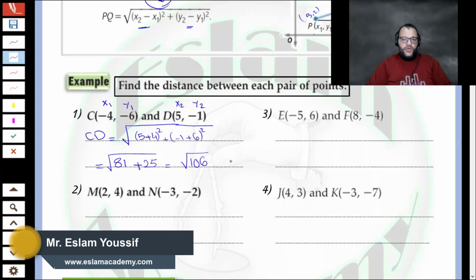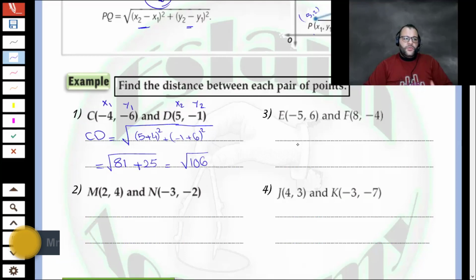There is no root for 106, so leave it as it is without any change. So you get the idea for this one? Okay. So who can solve? Hamad, can you solve this one with me? Number 3. Okay, solve number 3 with me.